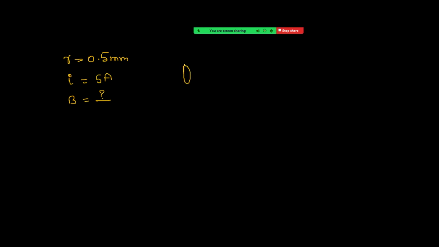Suppose this is now the solenoid. At the center, we have to calculate. So we know that B is equal to mu naught n i, right? Mu naught is known, the I value is given. Now we have to get the number of turns per unit length, okay? And see how to get this from this r. This is the radius of the wire, okay?